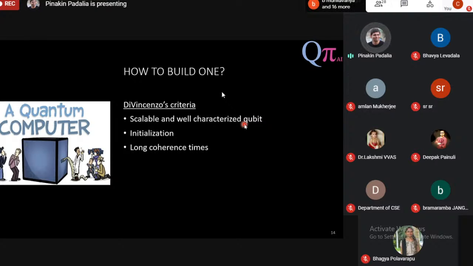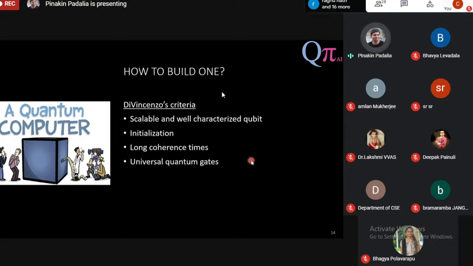The third is the long coherence times, which is obvious now that we have talked about quantum computers for almost an hour, that we need systems that can preserve these quantum states for a long time to allow us to do these computations. Hence, long coherence times is one of the criteria to have a good quantum computer.